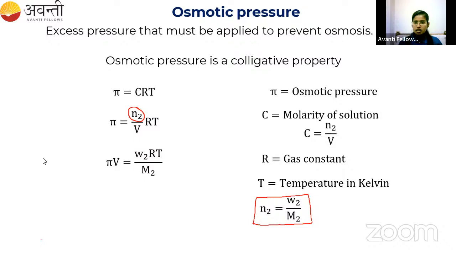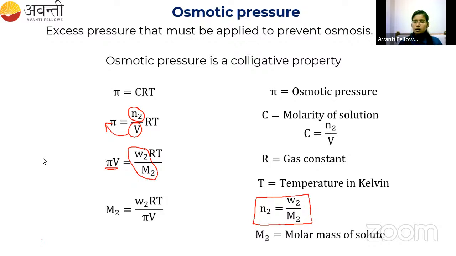On substituting, I will get an equation like this, and from this equation I have taken V to the other side. That's why I have got pi V on the left hand side, which is equal to W2RT by M2. Taking M2 to one side and bringing all others to the other side, we get M2 equals W2RT by pi V, where M2 is the molar mass of the solute. So using osmotic pressure, we can find out the molar mass of the solute using this formula.